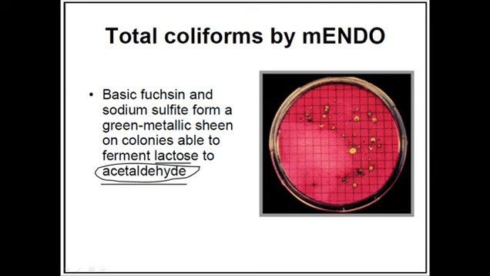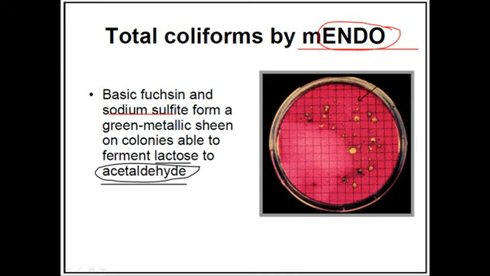Okay, it's a basic fuchsin containing medium, that's why the medium is red in color. After setting up the experiment, we add water. If the water contains coliform, then it will ferment lactose, because as we know, coliform can ferment lactose and it will produce gases and acetaldehyde. The acetaldehyde will react with the sodium sulfite and turn the color to a green metallic sheen. Whenever we find green metallic sheen with this experiment, we call it the Endo agar.